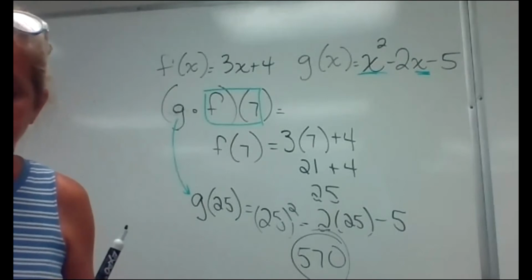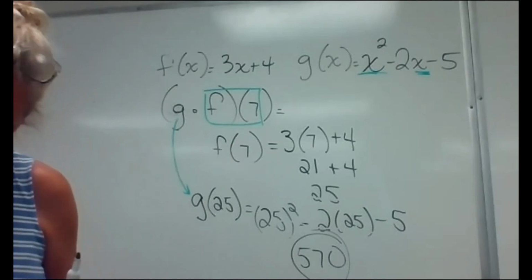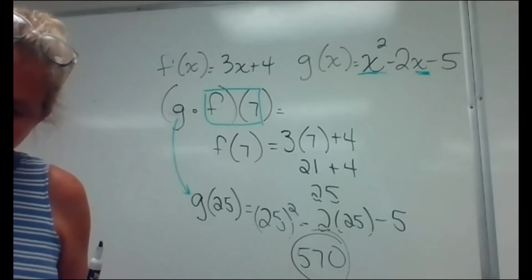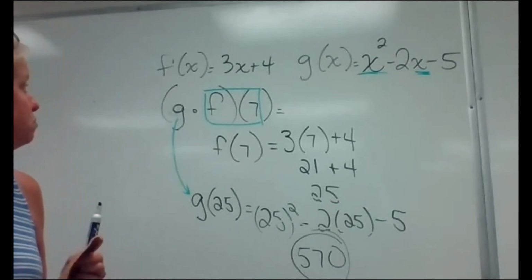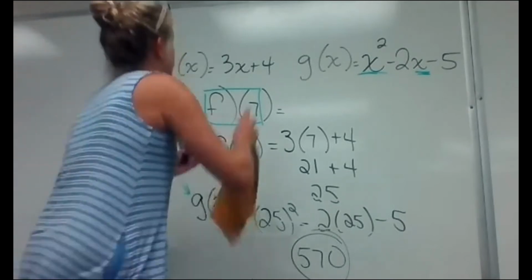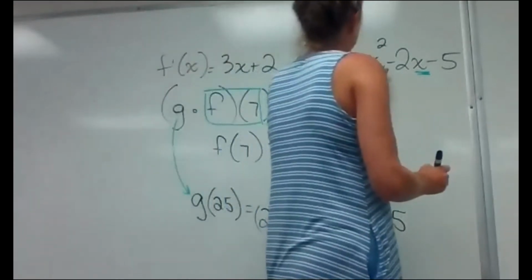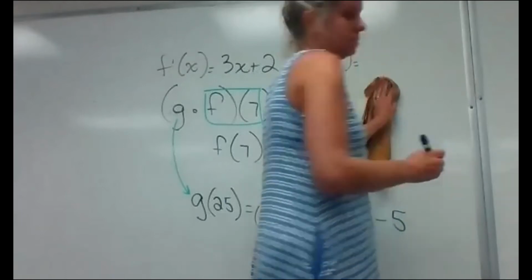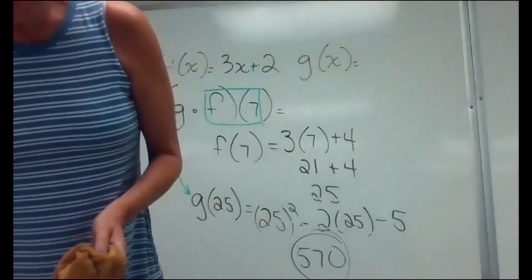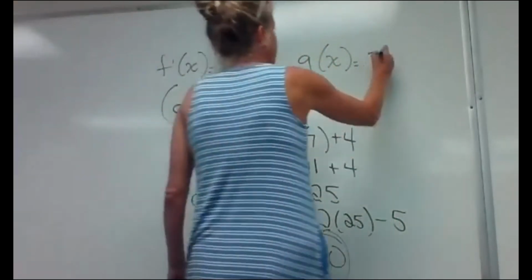Right? Number 3. f of x is 3x plus 2. g of x is x to the 3rd.